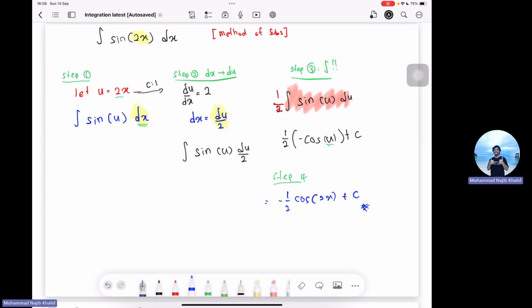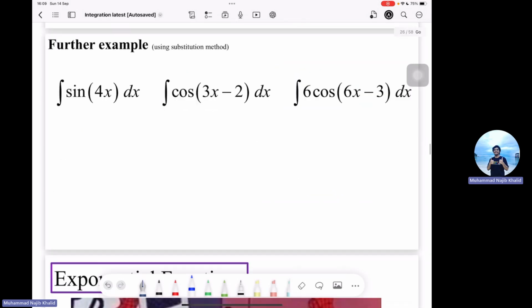Okay, so here I have 3 examples. Try, from what I have shown earlier, to implement the method of substitution on trigonometric functions. We have 3 questions: 1, 2, and 3. You can try to solve them, and you will get a better understanding if you try these 3 questions. Alright?